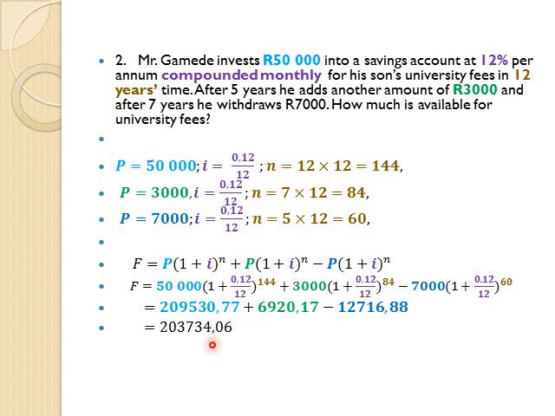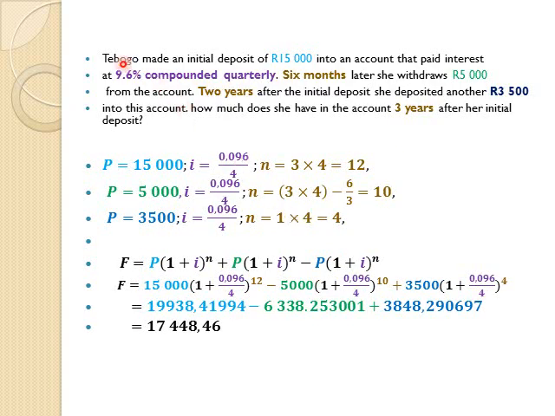Next problem we'll again look at some withdrawals, but a little bit more complex. Alright, Tebogo made an initial deposit of 15,000 rand into an account that paid interest at 9.6% compounded quarterly. Very important, quarterly. So that's every 3 months of the year. Six months later, she withdraws 5,000 rand from the account. 2 years after the initial deposit, she deposits another 3,500 into this account. How much does she have in the account 3 years after initial deposit?